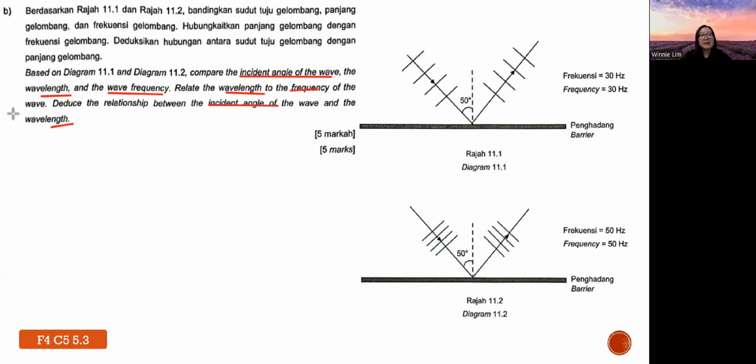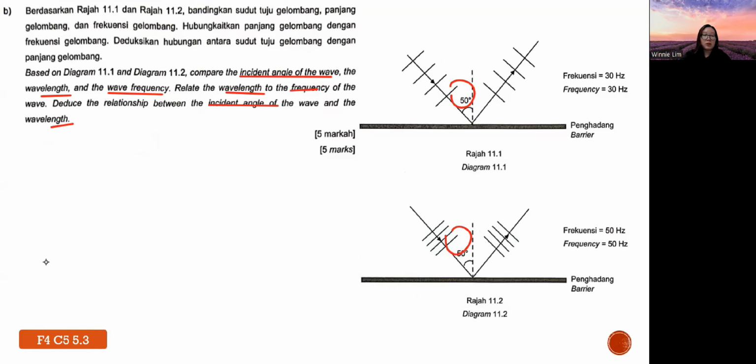So look at the incident angle first. Is the incident angle the same or not the same for both diagrams? Same. Then you just say same, but you cannot just write "same". What is the same, is it wavelength, frequency or what? In an essay, if you write like that, you get no marks. You must be clear what is the same. The incident angle is the same in both.